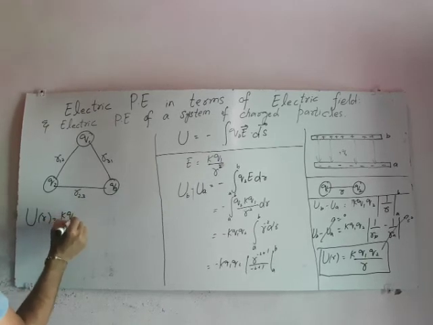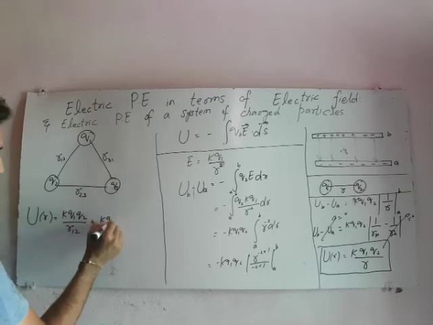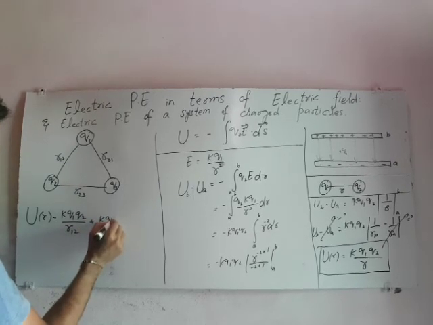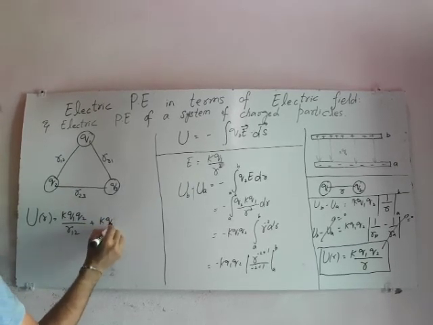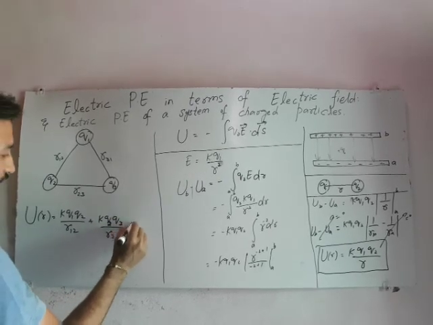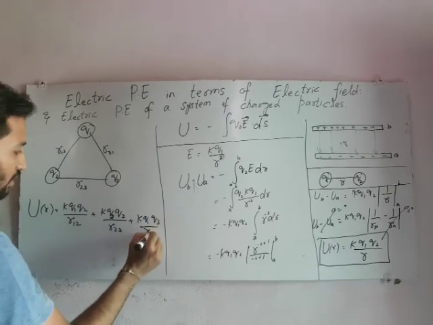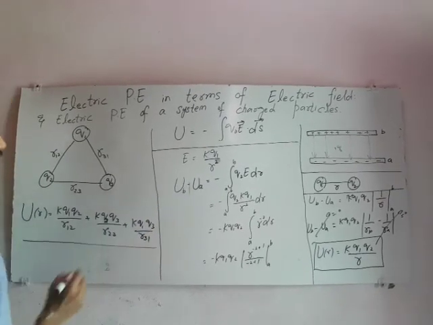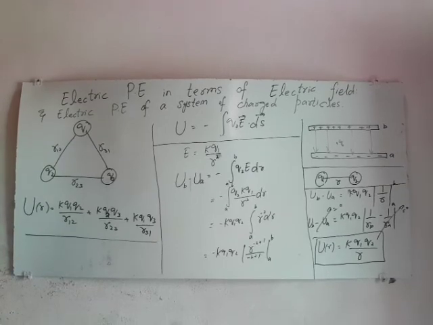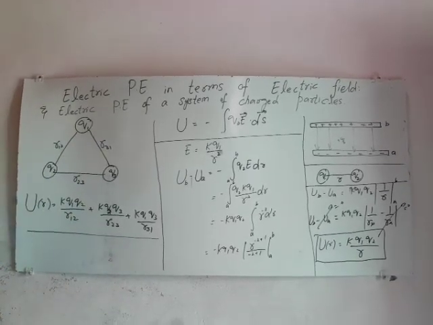k q1 q2 over r12 plus k q2 q3 over r23 plus k q1 q3 over r31. This is the expression for the electric potential energy of a system of charges, a system of three charges. This is our today's topic.